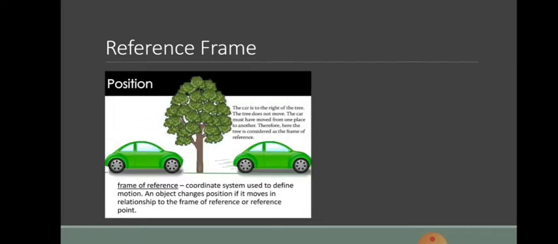So kindly look at this picture. So makita ninyo diha na ay trees, and actually usa lang na siya ka car, but it is illustrated as a running car or moving car. So from this portion, naay portion nga kani siya before sa kanang tree, okay? And then after some time na siya nilapas na siya sa kanang tree. So the car is to the right of the tree and the tree does not move. The car must have moved from one place to another. Therefore, here the tree is considered as the frame of reference.